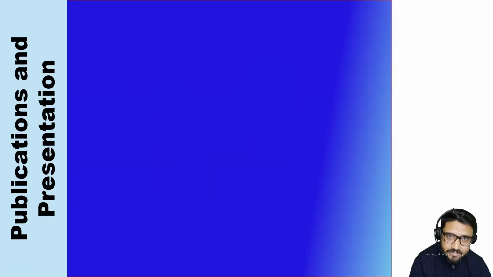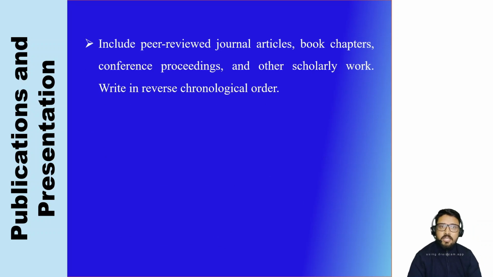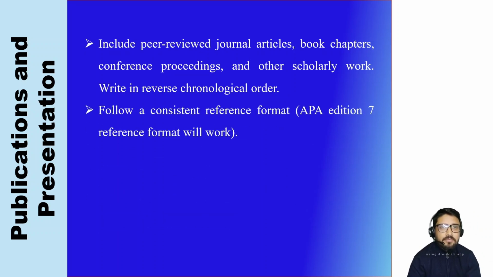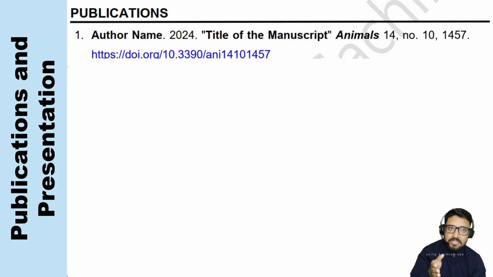Publications and presentations. In publications and presentations, include any published paper, book chapter, conference proceeding, or any other scholarly work you have done. Write in the style of a reference. I suggest you use APA format, 7th edition. You can use others also, but make it consistent and in the format of a reference. Like first author name, year, title, then journal, then volume. If there is an issue, then issue, page, and DOI number. That way you can present.